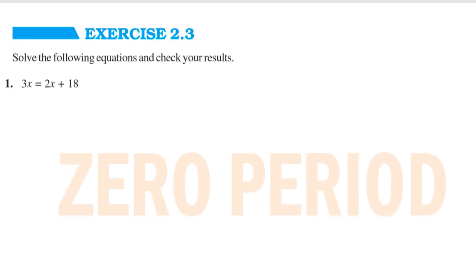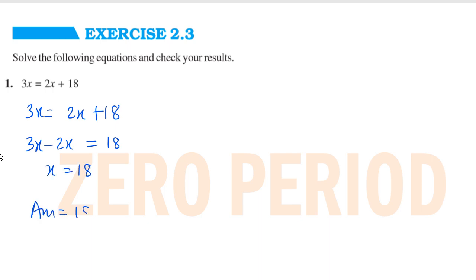Now this is exercise 2.3, and in this exercise we have to solve the question as well as check our result also. So question is 3x equal to 2x plus 18. First of all we have to solve and get the value of x. This is 3x equal to 2x plus 18. Two variables are there, 3x and 2x. Let me transpose this 2x to the left hand side. I'll get 3x minus 2x. 3x minus 2x is x. X equal to 18. So my answer is x equal to 18.